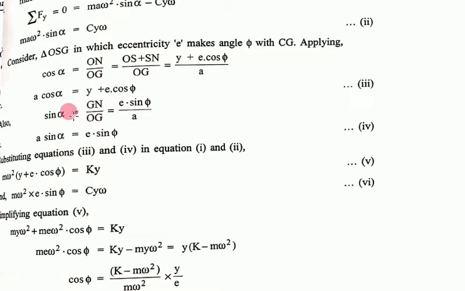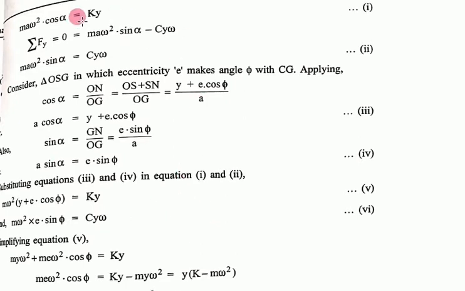Okay, now next is substitute these equations, the cos alpha equation and the sin alpha equation, that is equations 3 and 4, in equations 1 and 2. So in 1 we have to replace cos alpha, and here in 2 we have to replace sin alpha. Okay, so here A cos alpha and here A sin alpha, what we have to put is y plus e cos phi, and here e sin phi.